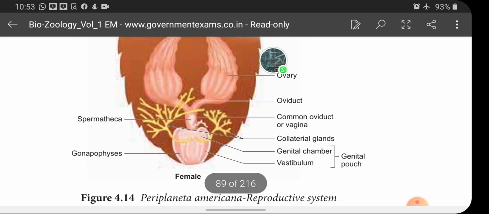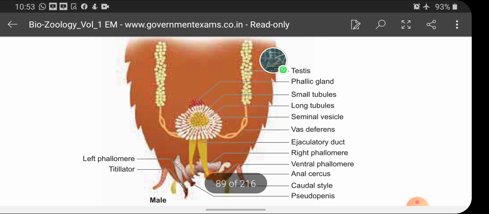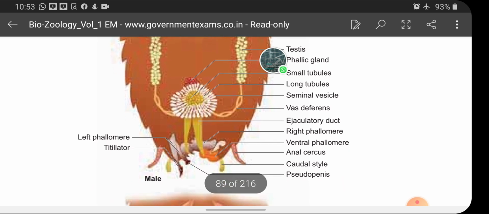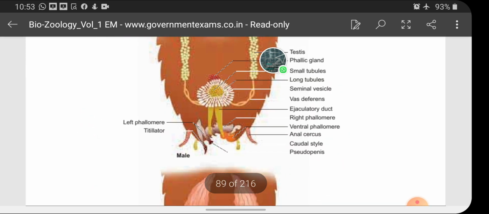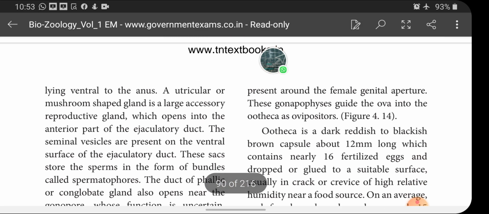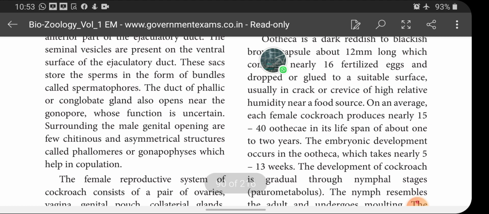Please refer to the diagram, children. You can see the male reproductive system: the ejaculatory duct, phallic gland, long tubules, and the testis also you can see here. When you go through the male and female reproductive system, please refer to this. Since we are lacking time, we'll go a little fast.